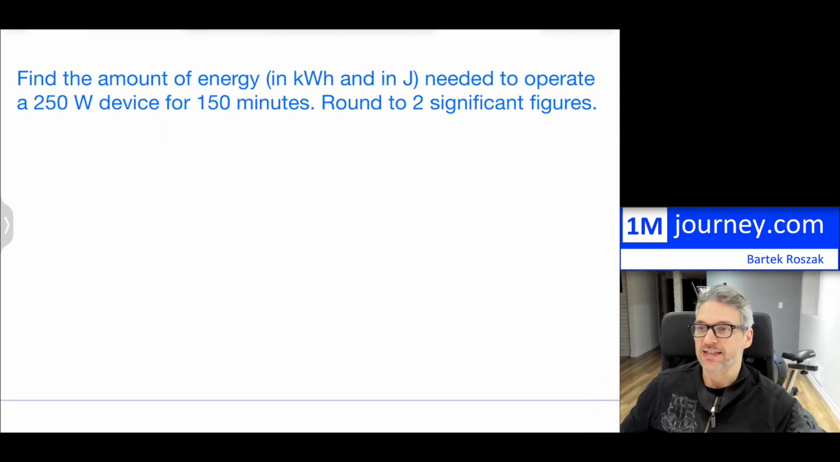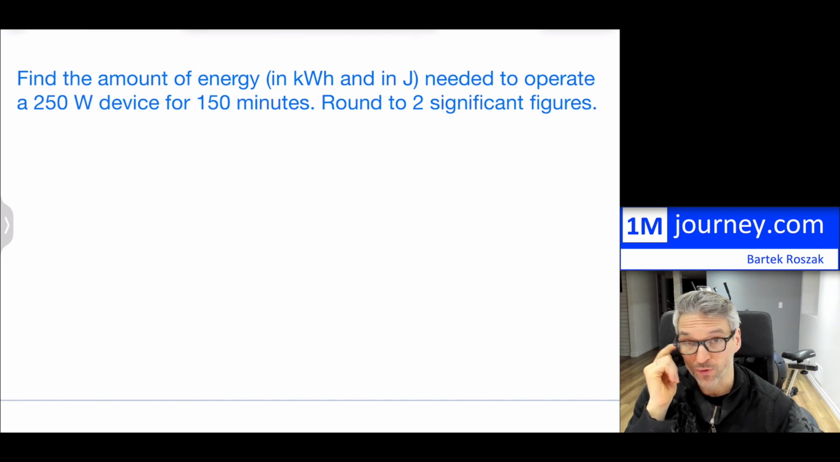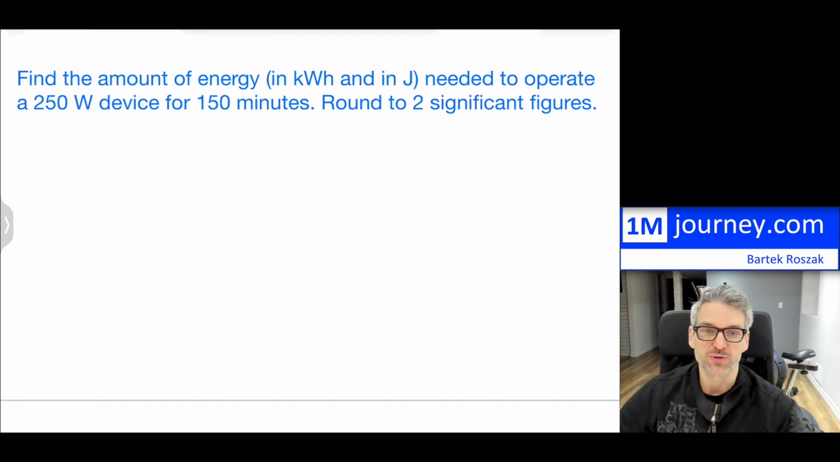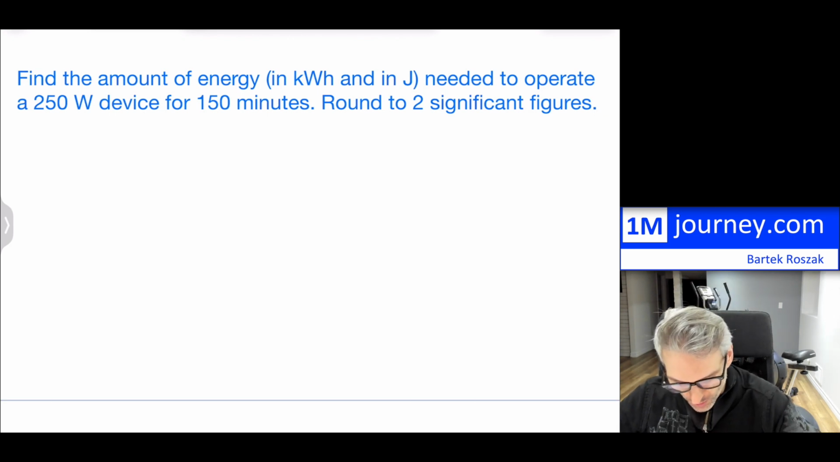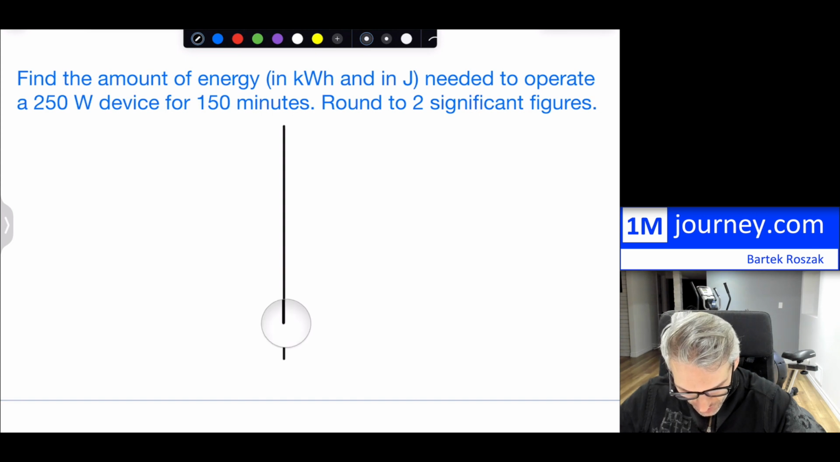Here's the second example. So find the amount of energy. Now it says in kilowatt hours and in joules. So this is a good example because it brings you back into kilowatt hours because you're going to be working with that unit whenever you're talking about power and electricity. Now we want to find out the amount of energy to operate a 250 watt device for 150 minutes, round to 2 significant figures. So we have really 2 things in here, right? Because we want to be able to do it in kilowatt hours and in joules.